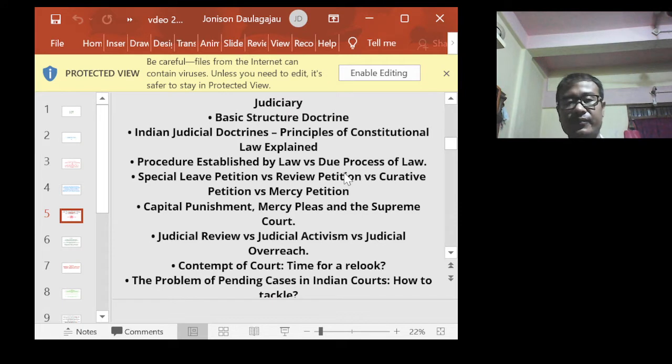Okay, judiciary: basic structure doctrine, Indian judicial doctrines, principles of constitutional law to be explained, procedure established by law versus due process of law, and special leave petition versus review petition versus curative petition versus mercy petition, and capital punishment and mercy pleas and the Supreme Court, and judicial review versus judicial activism versus judicial overreach, contempt of court, time for a relook, and the problem of pending cases in Indian courts, how to tackle it.